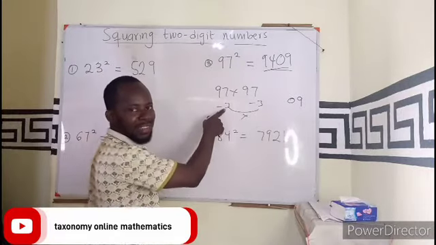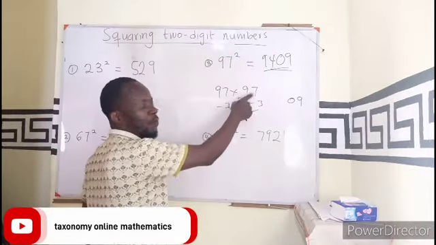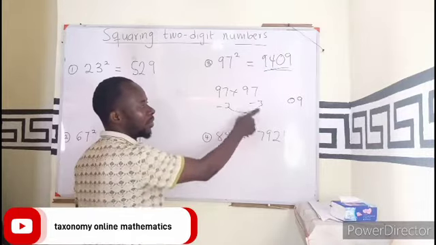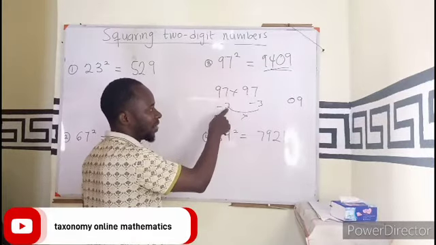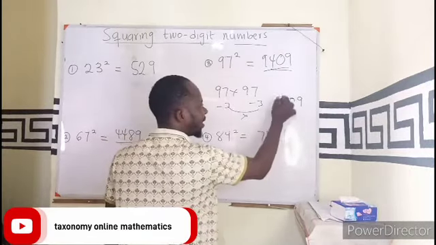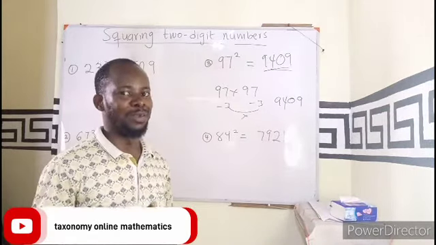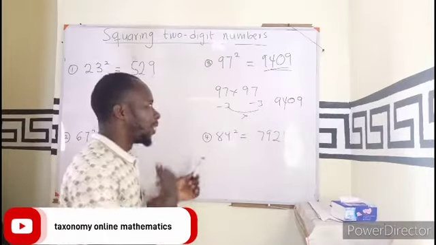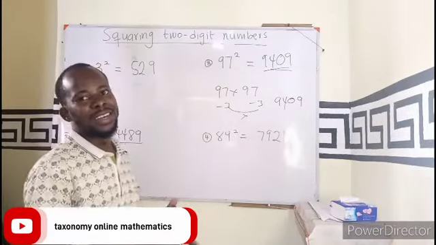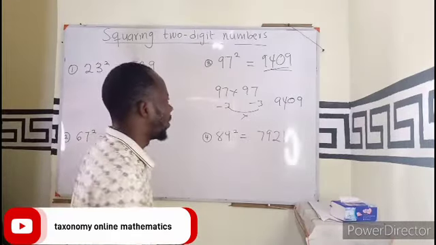Then I'll subtract the minus 3 from one of them, since it's the same. This from this from this. So if I subtract this from this, I get 94. Pretty simple. So we can do mental work when we are squaring numbers without necessarily looking onto the calculator.